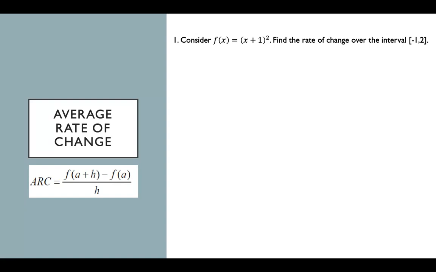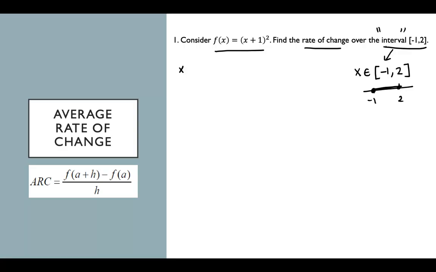So let's try example number 1. Consider f of x equals (x plus 1) squared. Find the rate of change over the interval -1, 2. Now, the tricky part here is that this -1, 2 is not an xy point. It says interval. What that means is that x belongs to, using interval notation, -1 and 2. So that means x is in between -1 and 2. That is the interval notation.